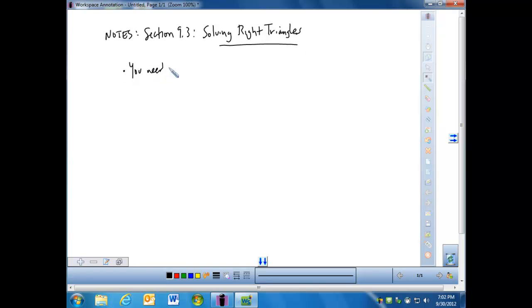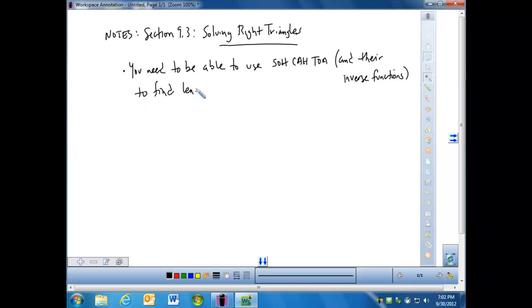Some of this material you've done before. You did it in geometry, and so this is just a refresher on how you use your trigonometric ratios to solve a triangle. You're going to have to be able to use both the trig ratios and their inverse functions, and we'll review that material in order to find missing angles and missing side lengths.